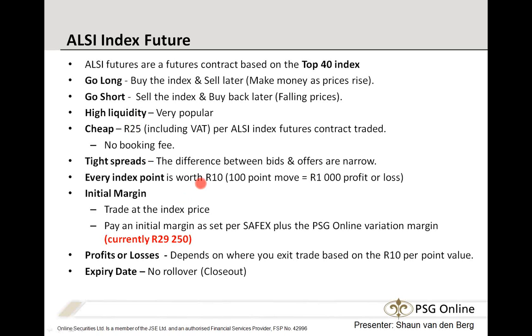The big thing about ALSI trading is it's not for everybody in the sense that it has big margin requirements. You're talking about putting down 29,250 Rand. That's the minimum margin requirement we have now. But then you're having 10 times exposure to the market. So if the market's trading at 42,000 points, this is the ALSI, the top 40 index, that's putting down 29,000 to have exposure of 420,000 Rand. So that's where the gearing comes in.